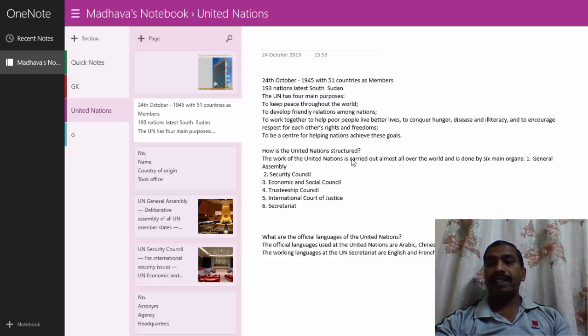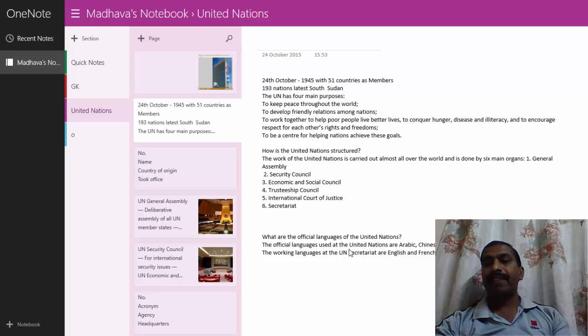How is the United Nations structured? The United Nations structure is as below. Its work is carried out all over the world and is done through six main organs. One is the General Assembly. Second is the Security Council. Third is the Economic and Social Council. Then the Trusteeship Council, and the Secretariat. We will go through each of them briefly.